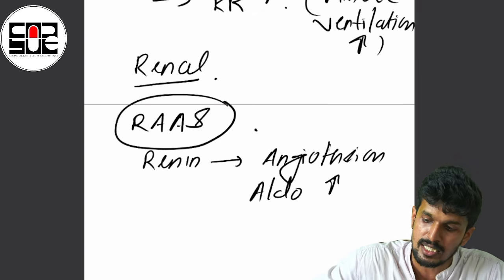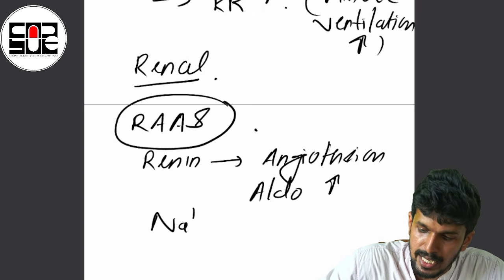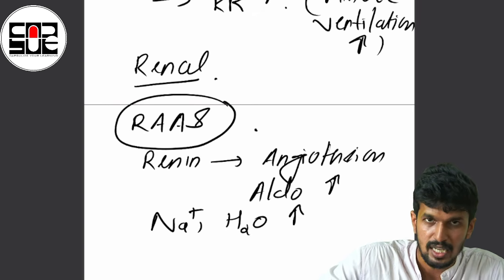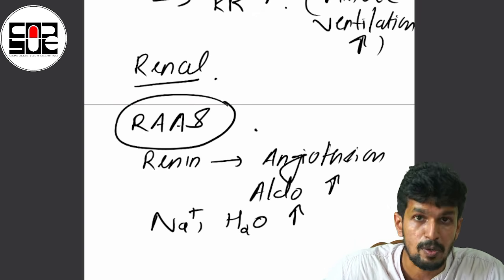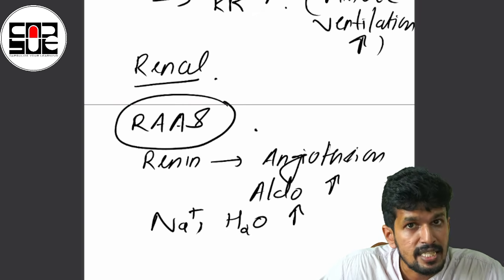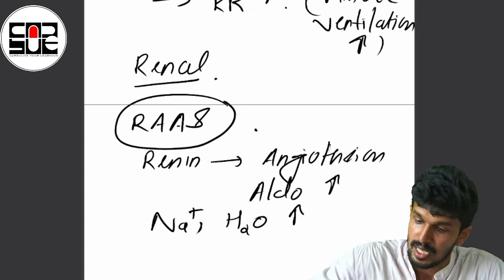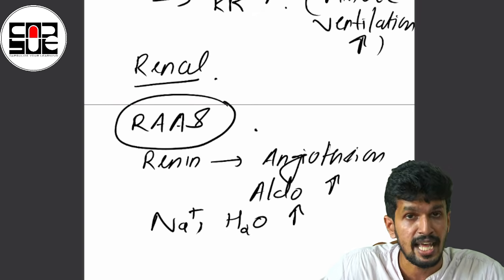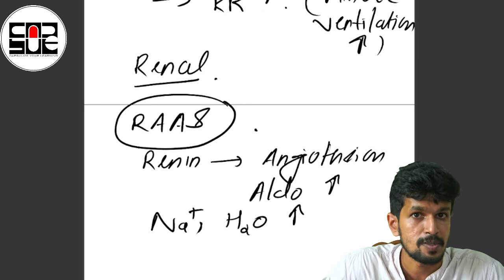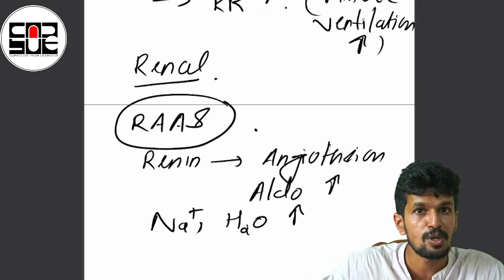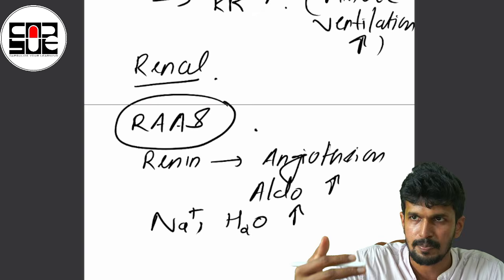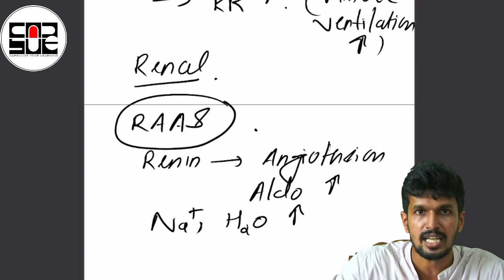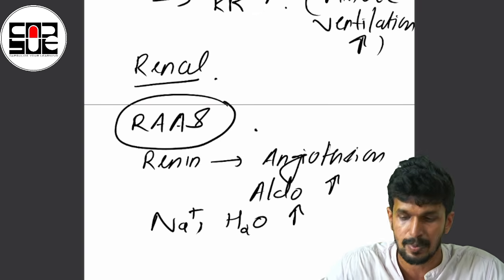What happens when these both are increased? Basically, angiotensin increases the systemic vascular resistance, and aldosterone increases the sodium and water absorption from our renal tubules. As I told before, when BP falls, we need an increase in the systemic vascular resistance, and along with sodium and water absorption, our circulatory volume is also increased by our renal system.